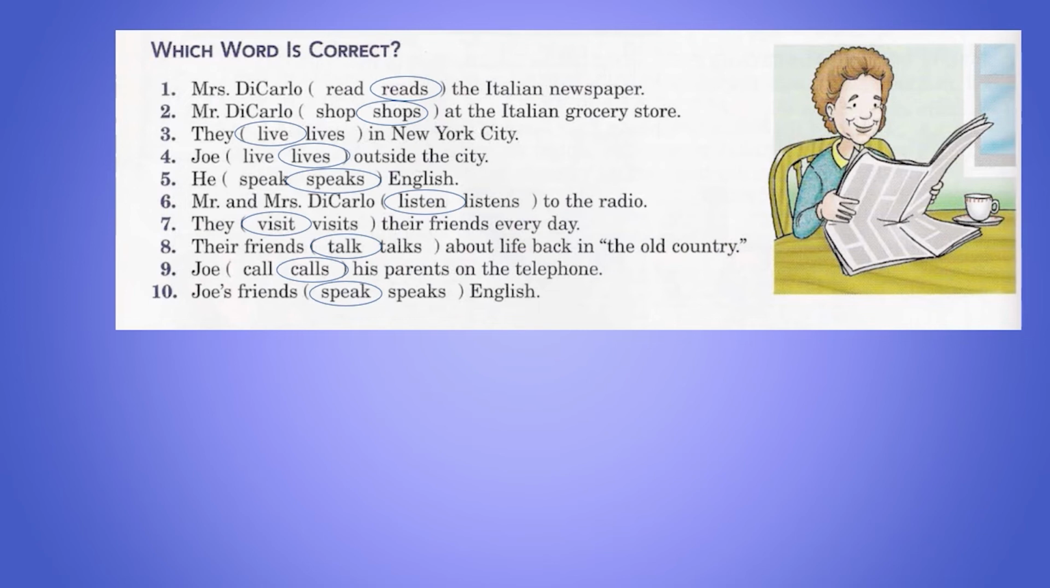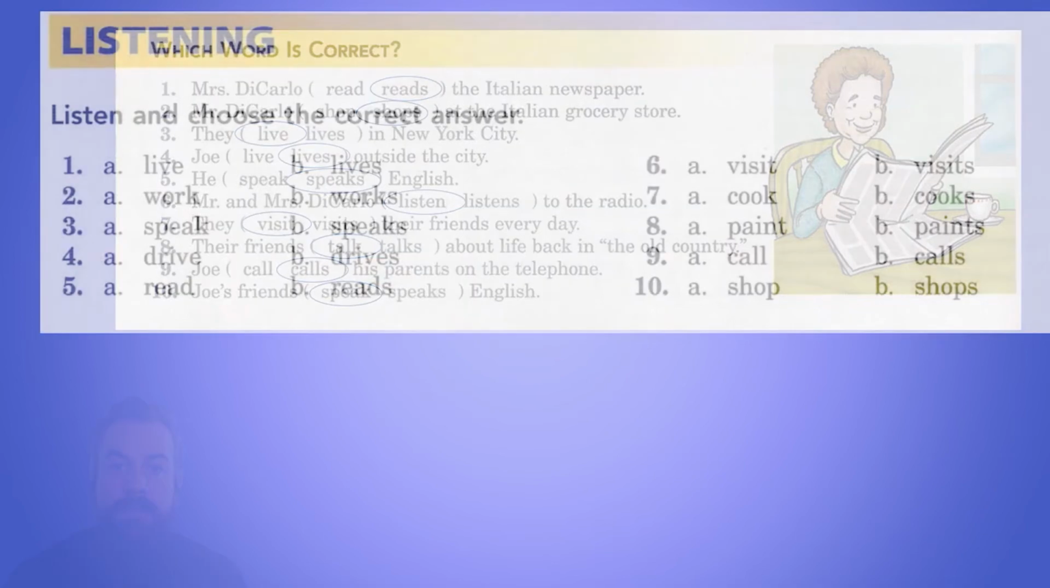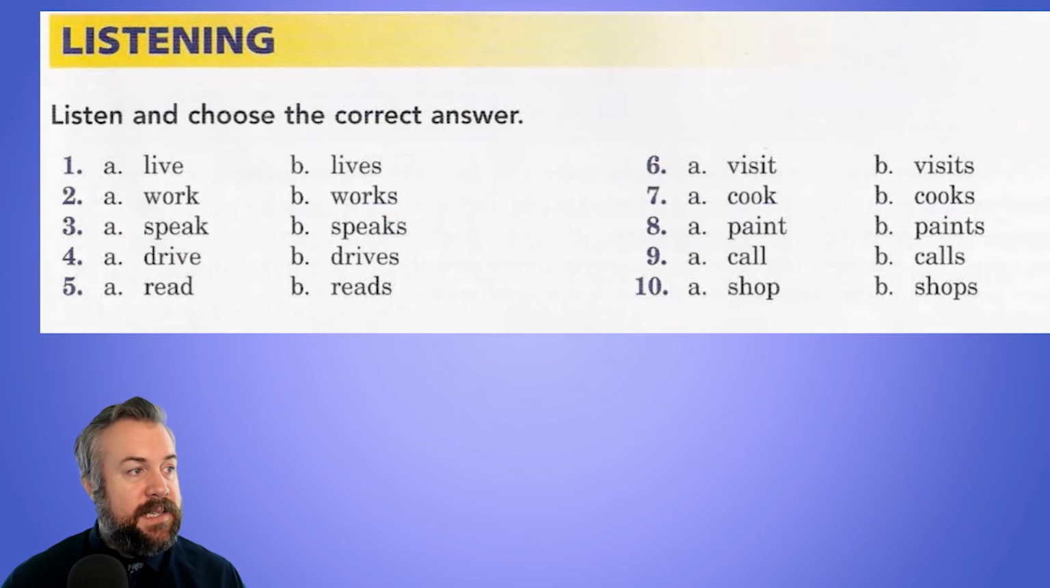Let's move on to a listening activity. Next, we have a listening activity. Listen and choose the correct answer. Number 1, my brother lives in Chicago. My brother lives in Chicago. The answer is B. Good job.